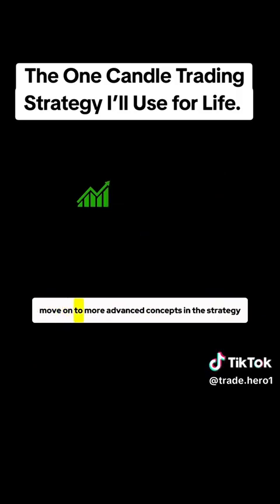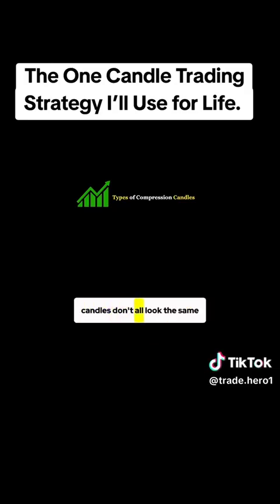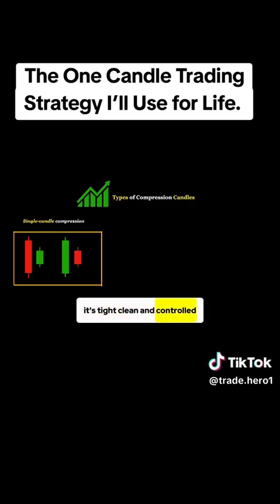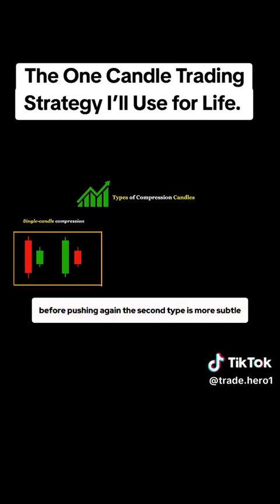Now, before we move on to more advanced concepts in the strategy, you need to understand that compression candles don't all look the same. There are two main types. The first is the traditional single candle compression. It's a small-bodied candle that forms entirely inside the previous candle's range. It's tight, clean, and controlled. This shows a quick pause in momentum, a moment where smart money is quietly reloading before pushing again.